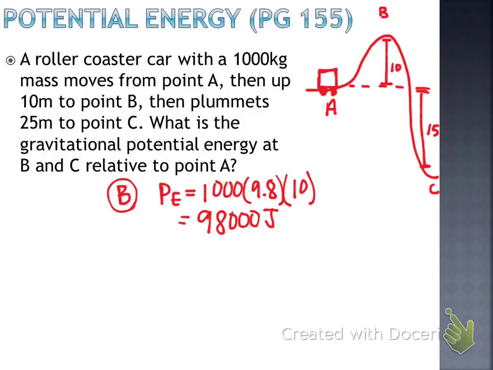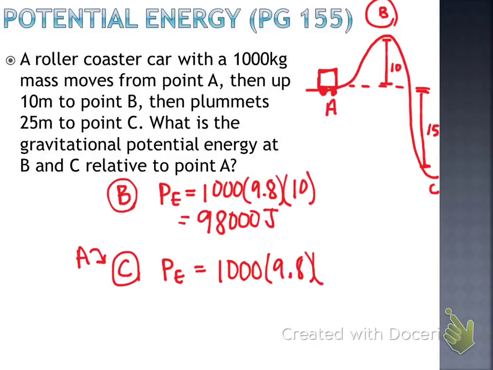Now at point C, it wants it to be relative to point A. So we're not necessarily going from B to C, we're going from A to C. From A to C, the potential energy is 1,000 times 9.8 times, what's our height at point C now? Negative 15. Because as we go from A to C, are we gaining or losing potential energy? Losing potential energy.